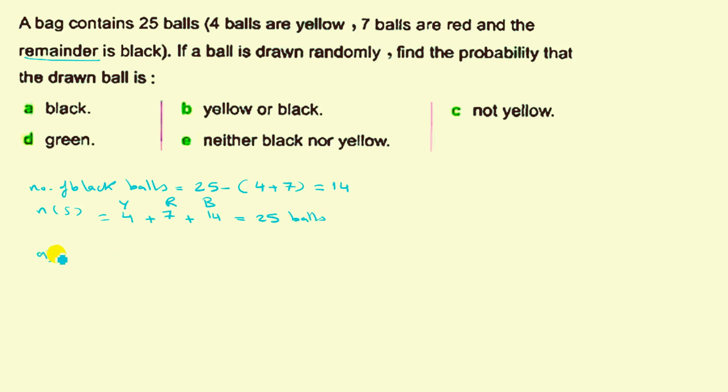Letter A. Getting a black ball. Probability of black, number of black 14 over total 25. Letter B. Yellow or black. So we do plus, we do adding. Number of yellow 4 plus number of black 14 over 25. 4 plus 14 is 18 over 25.